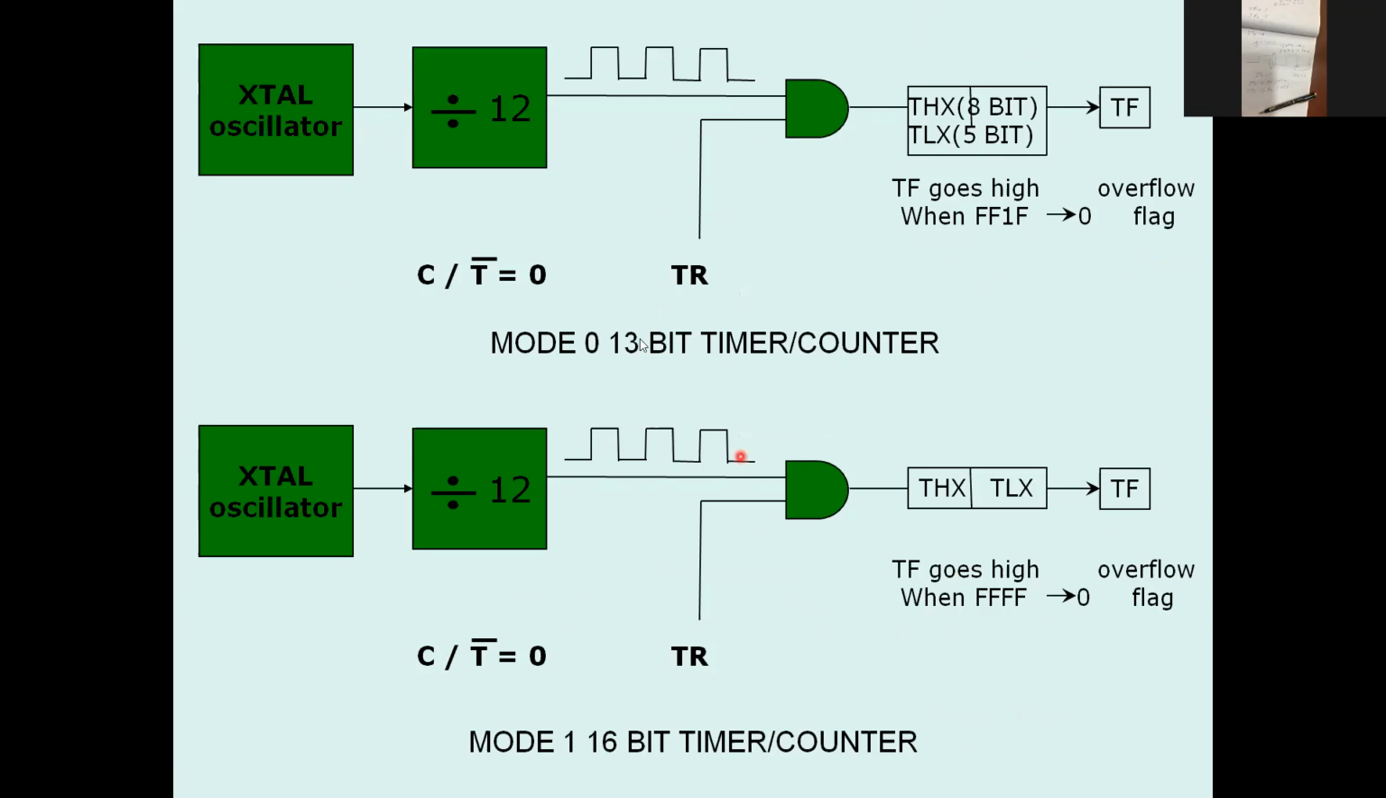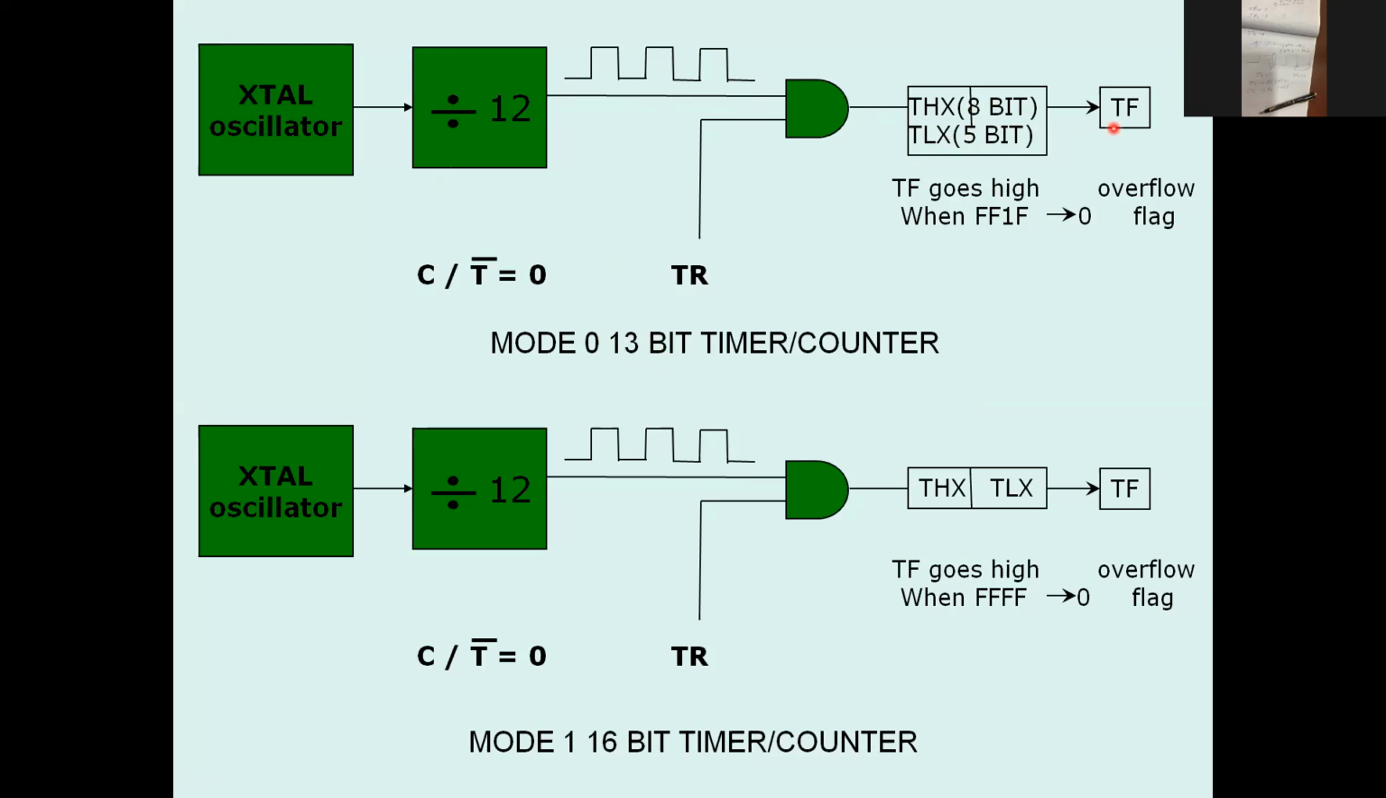Just see, this is C/T bar equal to 0, meaning timer operation, right? Counting the internal clock pulses, no issue. This is mode 0, meaning 13-bit timer mode: THX is 8-bit and TLX is 5-bit. After FF1F, the corresponding TF bit will be automatically set. This is called the overflow flag.